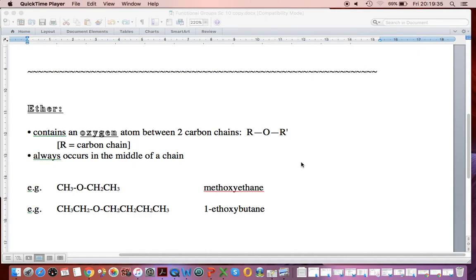Ether is like an oxygen sandwich. It goes ROR prime, and you say, well, what's this crazy stuff there? Well, that'd be a carbon chain going out that way and a carbon chain going out that way. The prime just means the carbon chains don't have to be the same length, so that's why it says carbon chain. If you're trying to identify something as an ether, you just look for an oxygen somewhere in the middle, and you know those are ethers.